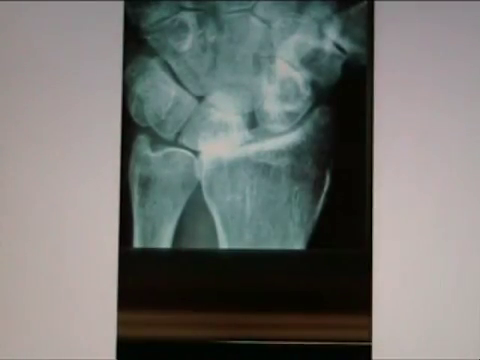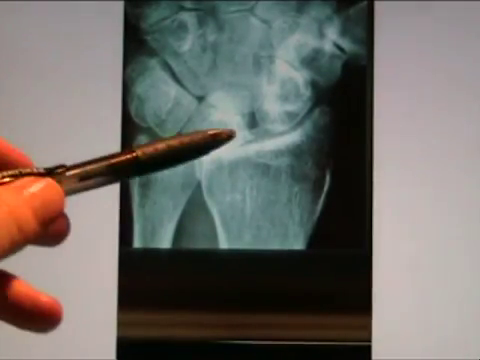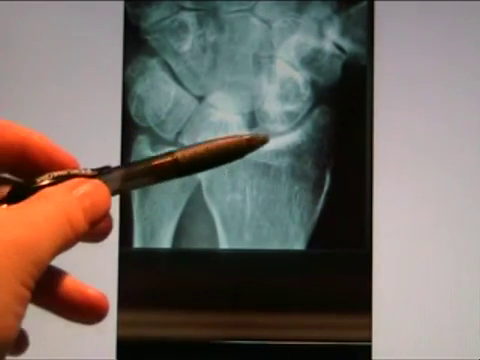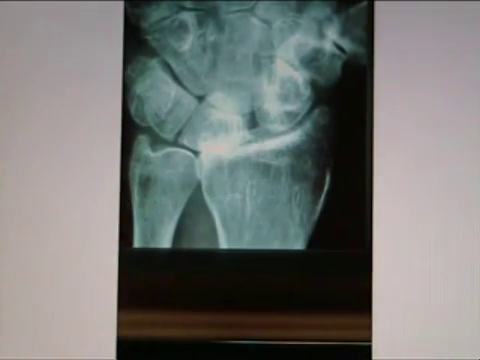SLAC wrist, scaphoid lunate advanced collapse following an old scaphoid injury. Again, SLAC wrist, OA between the lunate and the radius, between the scaphoid and the radius, may end up with a limited or total fusion.